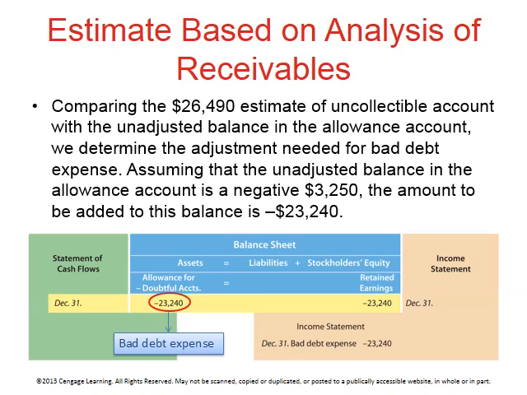So as usual, we increase our allowance for doubtful accounts. Remember, that's a negative number. We do bad debt expense on our income statement, and expenses reduce retained earnings on the balance sheet.